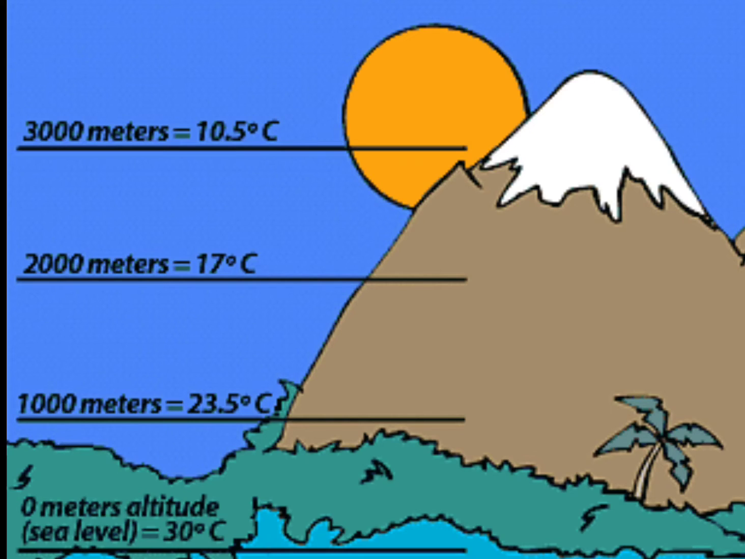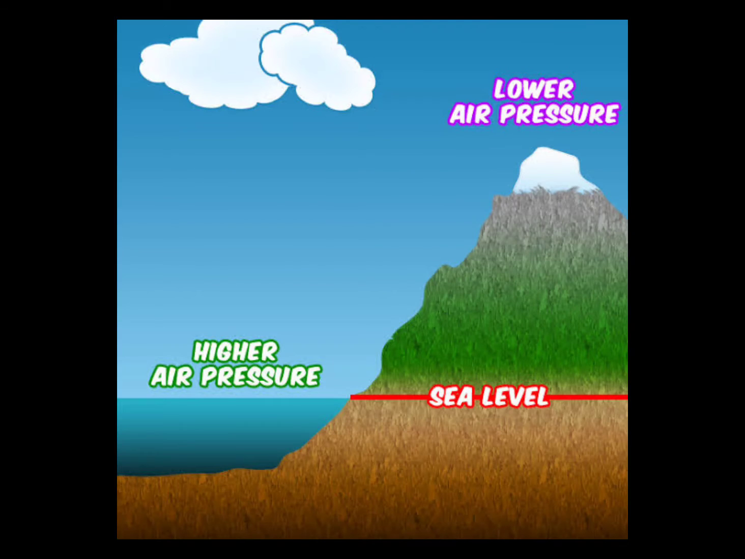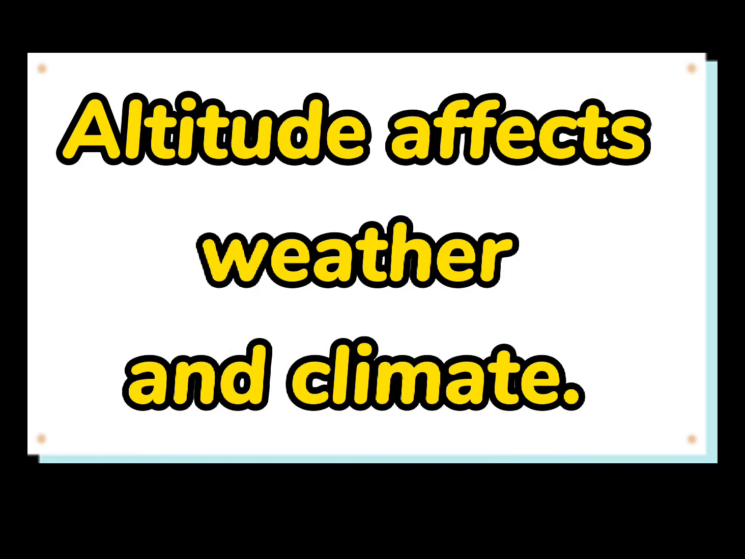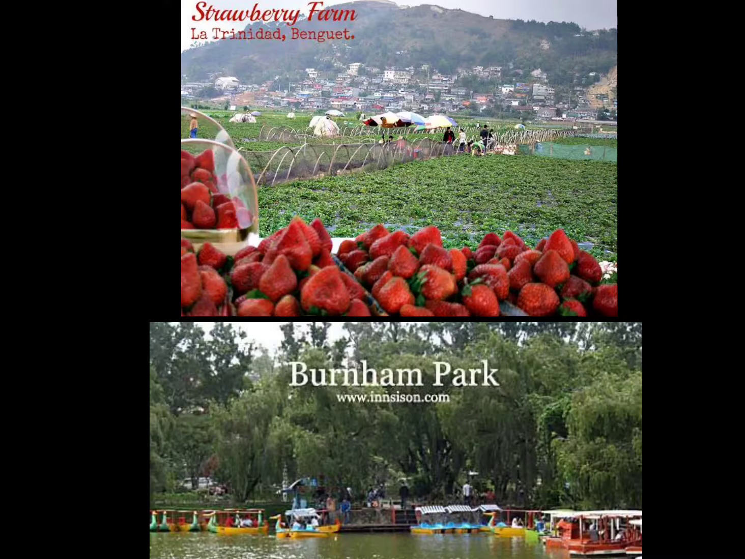Why? When a warm and moist air mass rises up the side of a mountain from the lowlands, it is lifted to heights where it cools. Altitude of a place affects weather and climate. That is why Baguio City is visited even during summer.